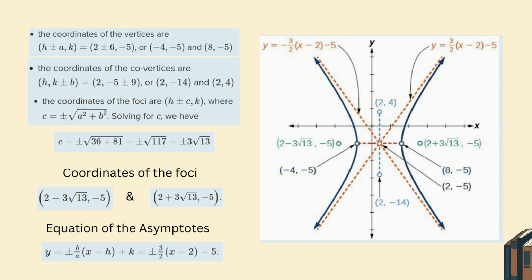The equation of the asymptotes are y is equal to plus minus b over a times the quantity of x minus h plus k, which is equal to plus minus 3 over 2 times the quantity of x minus 2 minus 5. Since our b is 3, our a is 2, our h is 2. Next, we plot and label the center, vertices, co-vertices, foci, and asymptotes, which we solved earlier, and draw a smooth curve to form the hyperbola.